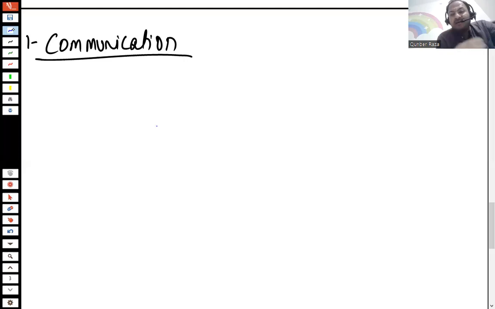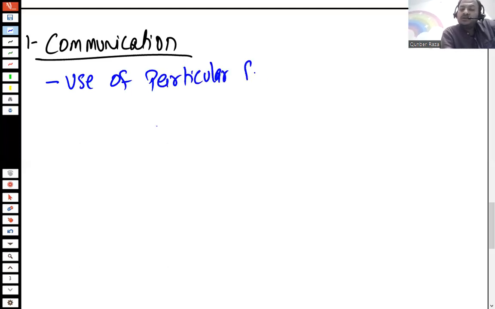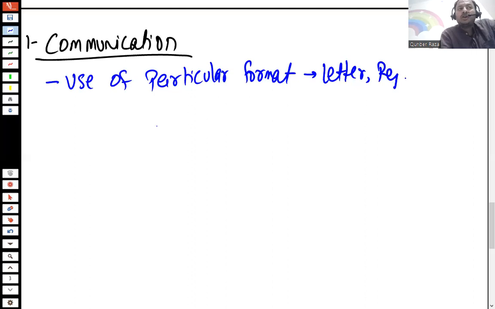So communication is divided into three aspects. The first aspect of the communication is the use of a particular format. Use of a particular format means, for example, you are supposed to write a letter, you are supposed to write a report, you are supposed to write a memorandum, or you are supposed to write notes, whatever it is. So that particular format is one of the tools of communication.